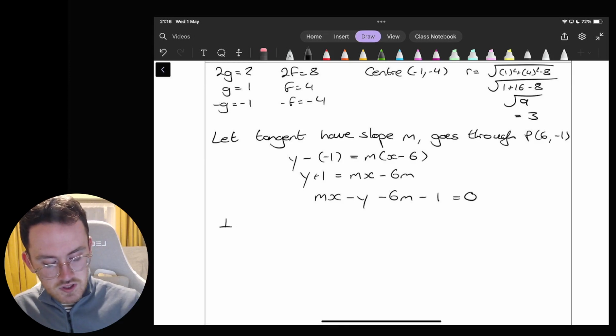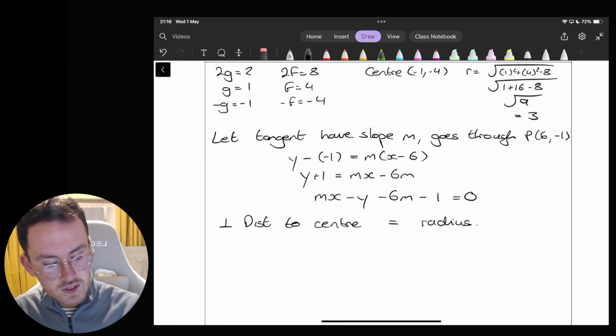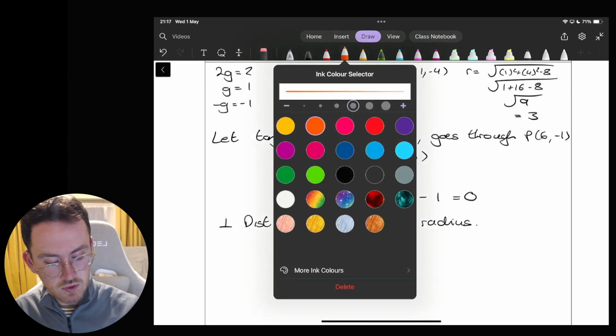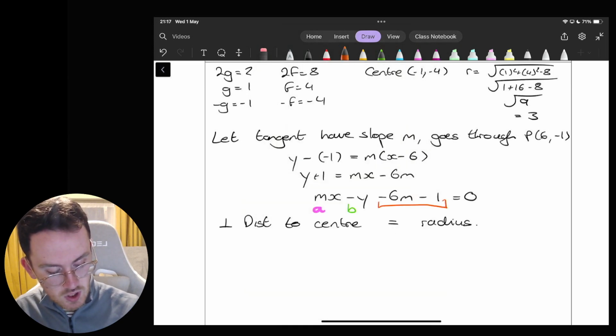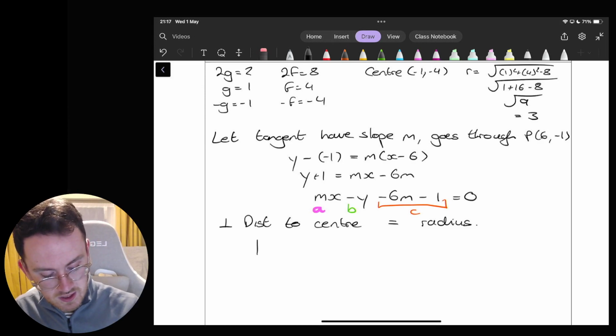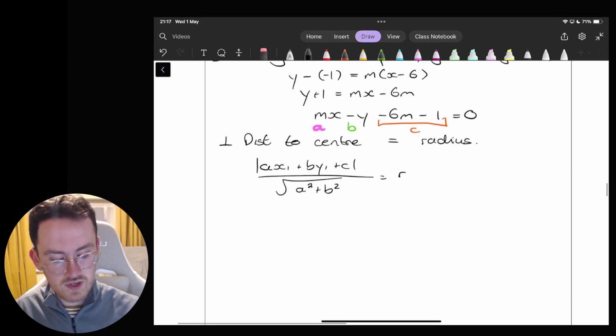Now what we're going to use is that the perpendicular distance from the center to that tangent should be equal to the radius. If I'm going to be subbing into my perpendicular distance formula, I need to make sure that I can properly identify each of the letters in that formula. So A is the coefficient of x, which is m, B is the coefficient of y, which is minus 1, and C is whatever's left, which is this longer expression, minus 6m minus 1. So subbing into my perpendicular distance formula here, we can go to our log tables to make sure we know that formula, and I'm going to show that that is equal to the radius.